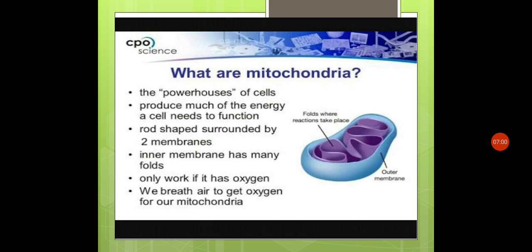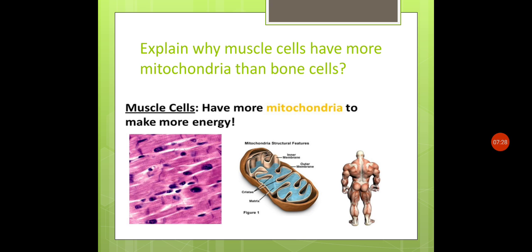What are mitochondria? Mitochondria are the powerhouses of cells. They produce much of the energy a cell needs to function. They are rod-shaped, surrounded by 2 membranes. The inner membrane has many folds. As you are watching here, that inner membrane has many folds. They only work if there is oxygen. We breathe air to get oxygen for our mitochondria. Explain why muscle cells have more mitochondria than bone cells. Muscle cells have more mitochondria to make more energy.